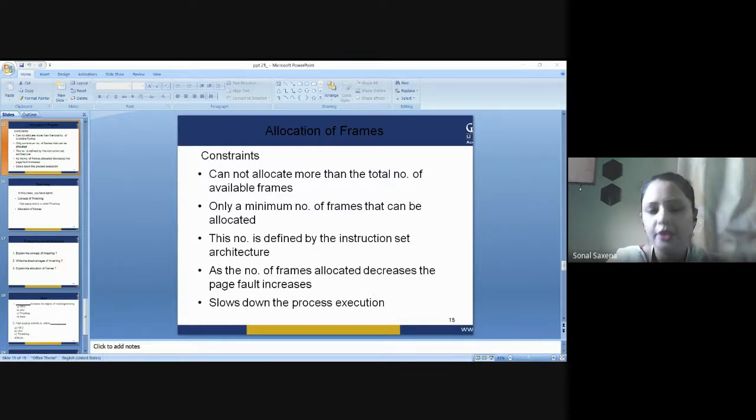Allocating a large number of frames to a small process will eventually lead to the wastage of a large number of allocated but unused frames. This is also a major problem.